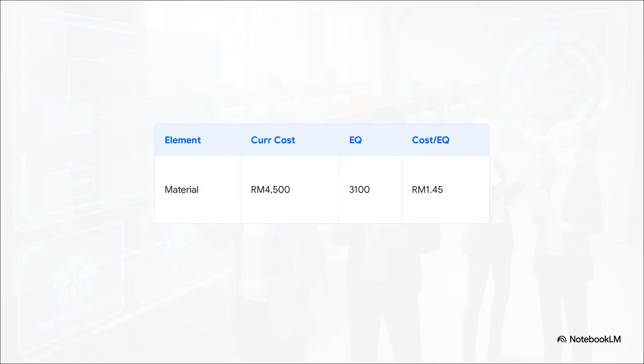But Miss FIFO, she strictly separates everything. Check out her cost table. Her calculation for cost per equivalent unit completely ignores previous costs. She only uses the current cost incurred today. So she takes only today's material cost of RM 4,500 and divides it by today's equivalent units, which is 3,100, to get RM 1.45 per unit. Yesterday's costs are kept safely locked away in a separate drawer until the final evaluation.